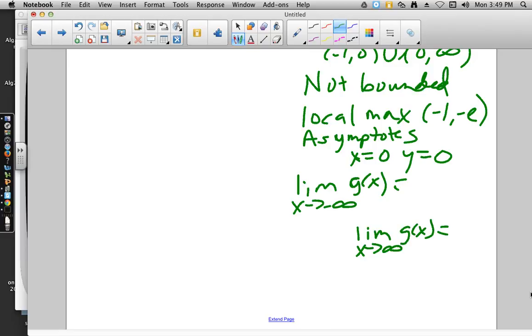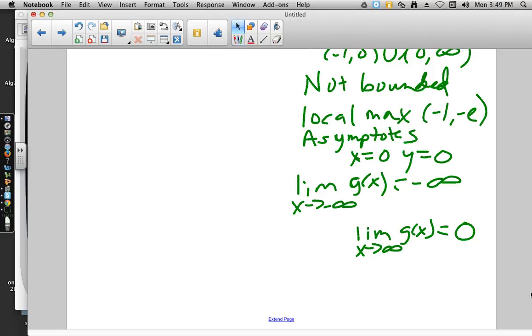All right, so as we go to the left forever, this graph is going to go down. So that's negative infinity. And as we go to the right forever, this graph is approaching 0. That was one of the asymptotes that we had over there. So a couple of unique looks that we see to those graphs.